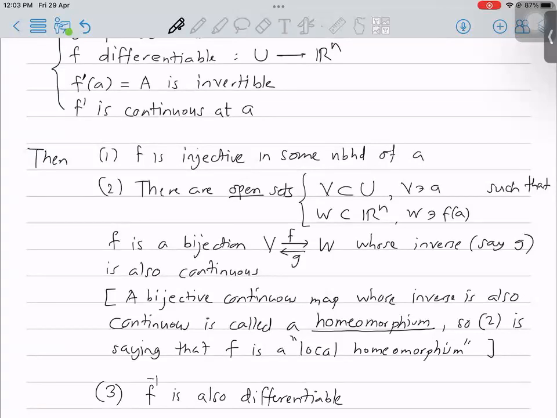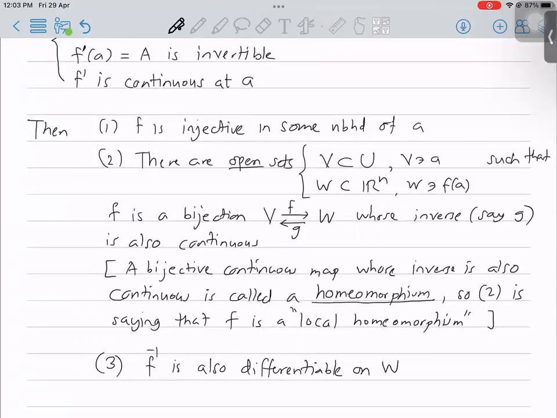Is differentiable on this W. And since it is differentiable, you can calculate the formula for the derivative of the inverse just by using the chain rule. And it is the expected formula. So remember, we have called this function G, right? So what is going to be the thing? df inverse at any point f of, let's say, x.